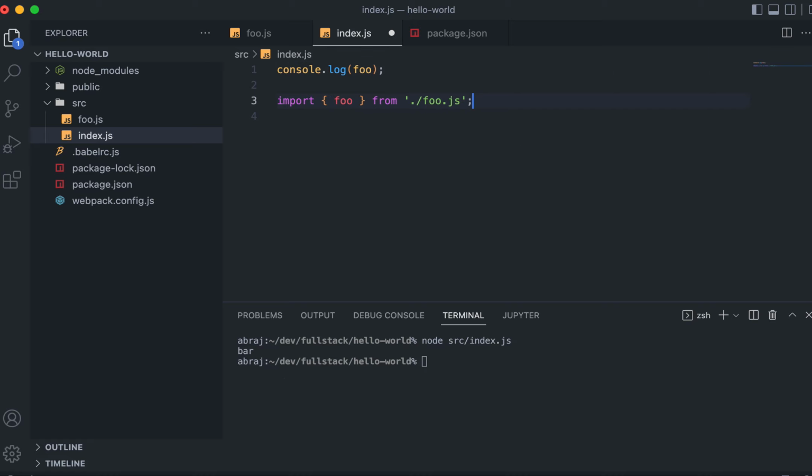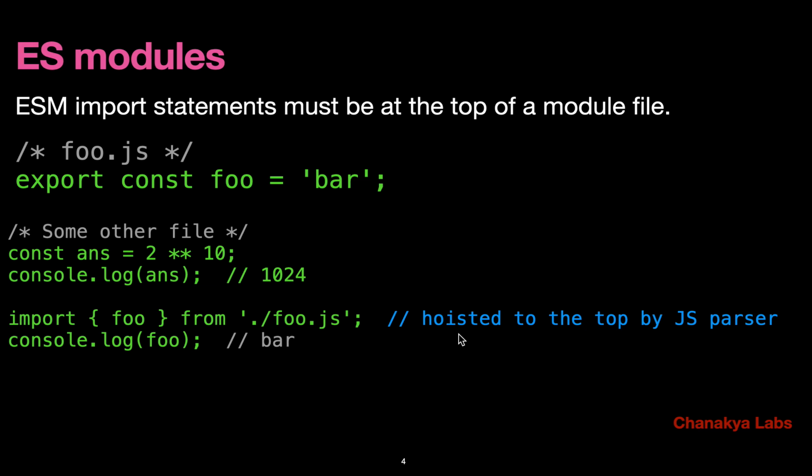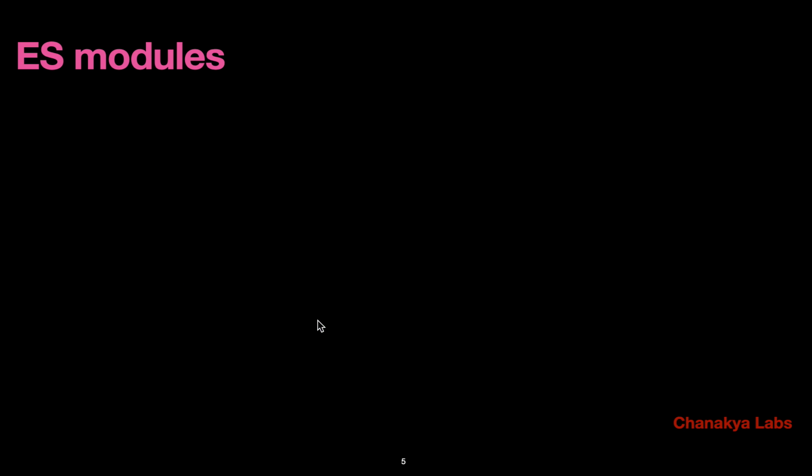So even if you write it below, it will not give you an error, but you understand that internally all the import statements are taken and hoisted. That is the behavior. The import statements are hoisted to the top by the JS parser, and that's why it still works. Technically you can write some other statements before import, but at the time of parsing, import is considered to be at the top.